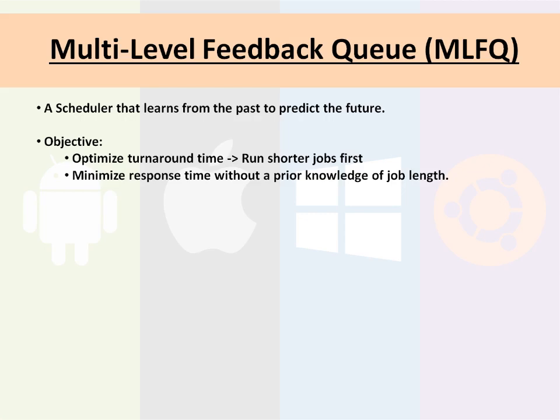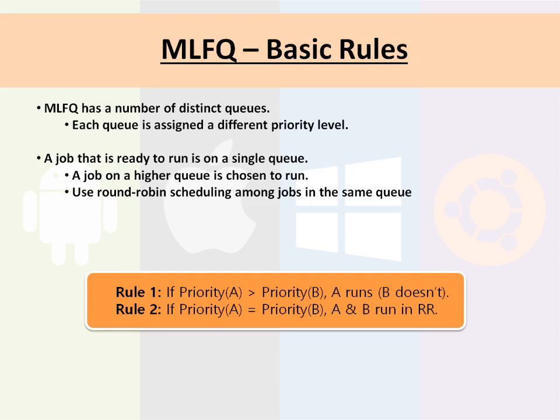Okay, so how does it do that? Well, it incorporates a couple different rules. So MLFQ has a number of distinct queues, and each queue is assigned a different priority. So you can think of, with FIFO, there was one queue, like first in, first out, and all the jobs were put in this queue. Well, with MLFQ, think of that as having multiple different queues, each with a different priority. And different jobs will go into these different queues, and the different queues will be processed at different times.